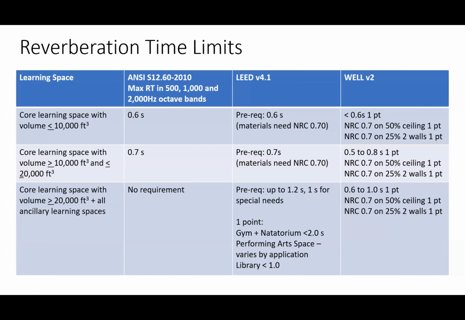Both LEED and WELL then have additional requirements for the NRC of the material, and sometimes even on different surfaces, not just the ceiling, but the ceiling and the walls in certain percentages. And there's a little more for these even larger spaces, especially gymnasiums and natatoriums, which are going to be a little different and specialized. ANSI doesn't have those requirements, but you may get them in some of the others.